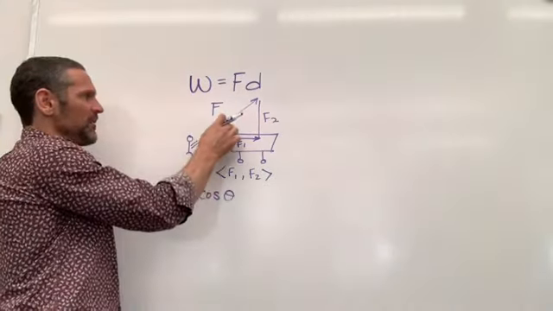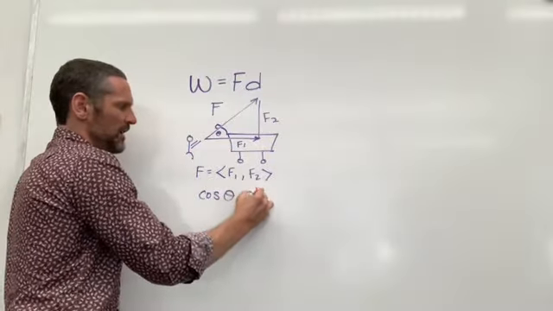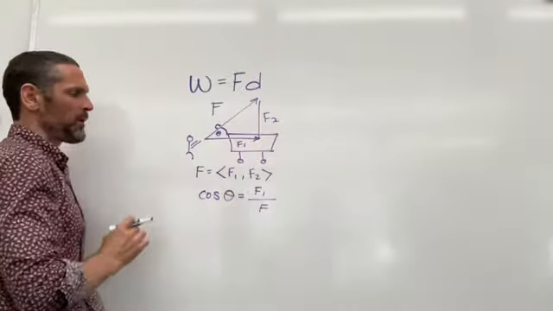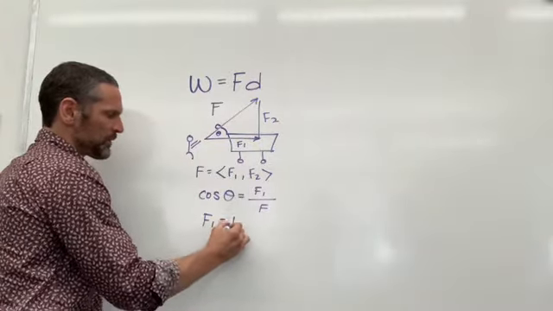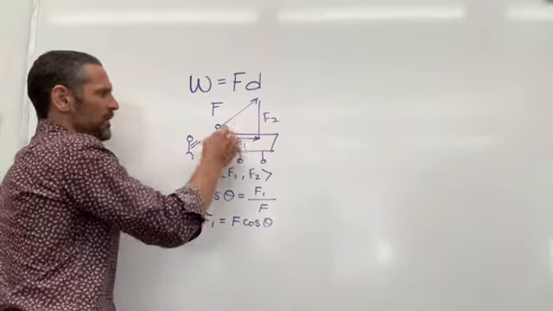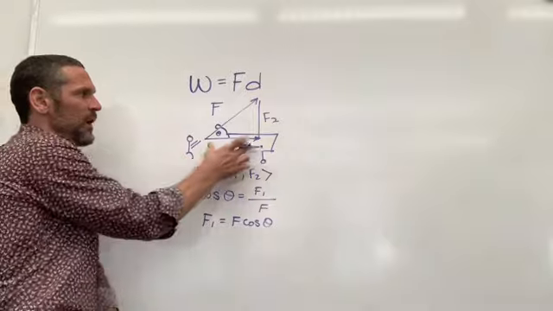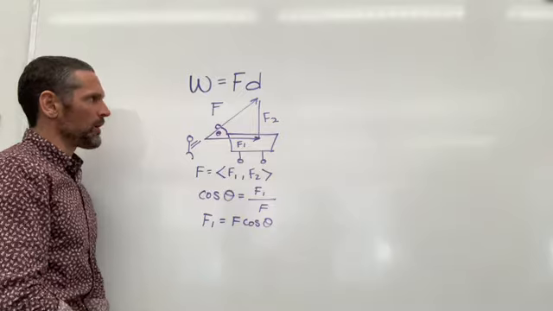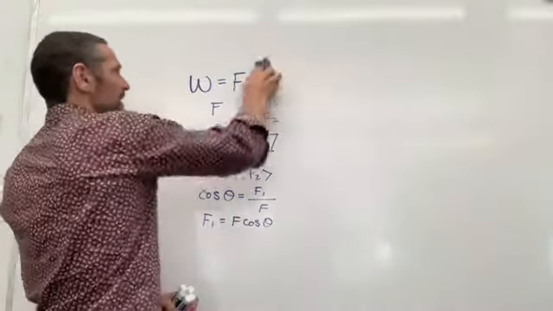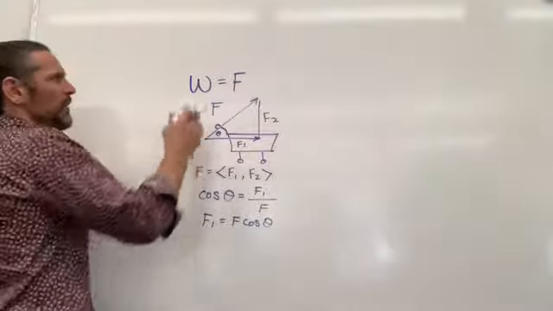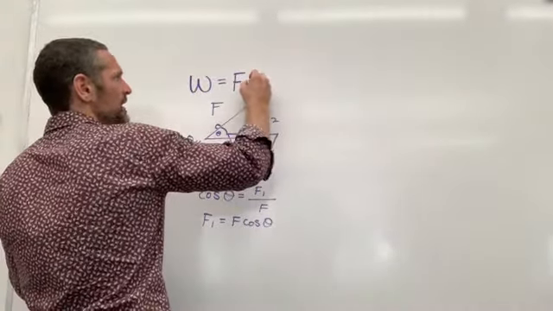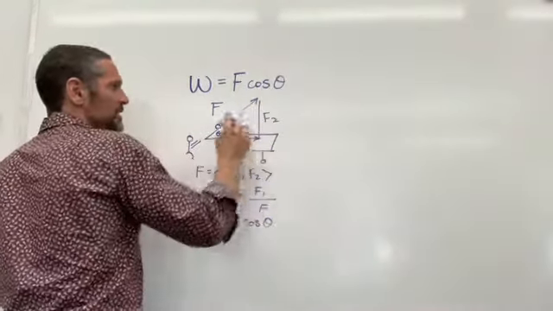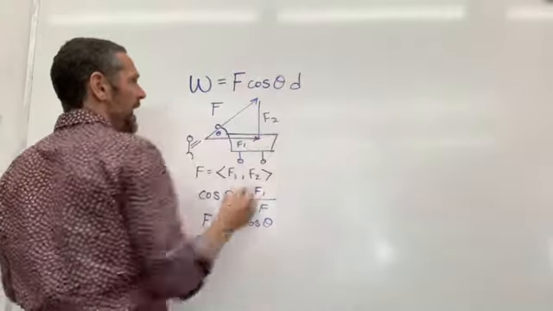Cosine of this angle is equal to adjacent over hypotenuse, F1 over F. If I solve this equation for F1 by multiplying both sides by F, I get F1 is equal to F cosine theta. Notice that projected vector, it's called, is the only part of this big force vector that's actually propelling the cart forward. So we'd have to modify this to say the actual formula for work is force times cosine of the angle between the force and the distance, or the direction, times that d.